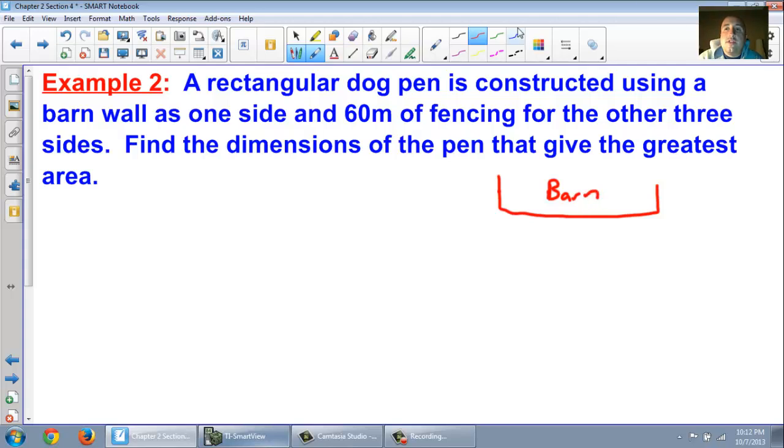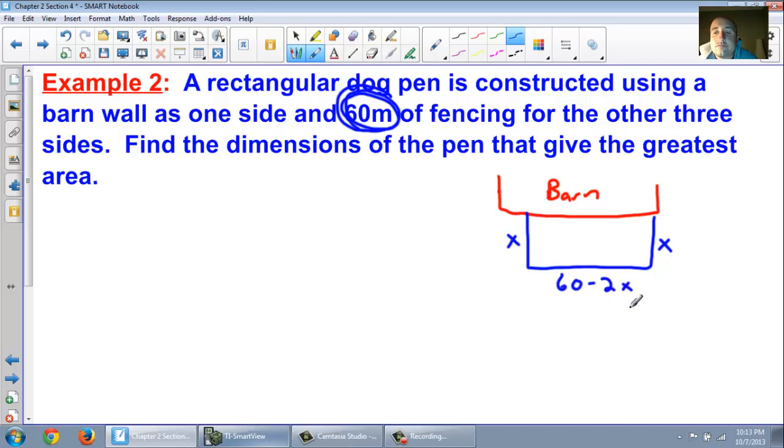Okay, and now we're going to basically be building a three-sided pen. Now, 99.10% of the time, the width of your rectangle is always going to be x. So we have two widths, so there's two x's there. Now let's think about this. How many meters of fencing do they give us to use? 60 meters of fencing. So we have 60 meters and we've removed two x's from that 60 meters. So the remaining side is 60 minus 2x.